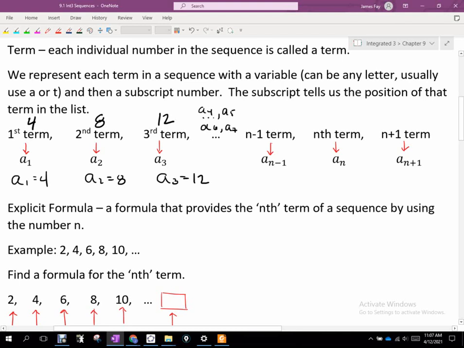So if I say, what is the pattern here? 4 to 8 to 12, what are we doing? Adding 4 each time, right? So A sub 4 is going to be 16. A sub 5 is going to be 20. A sub 6 is going to be 24, okay? So we can keep going through there, okay?